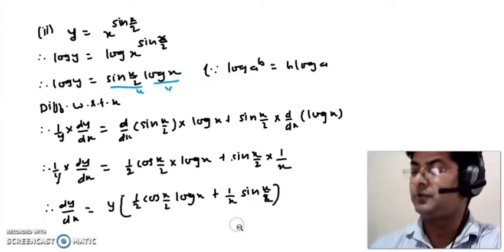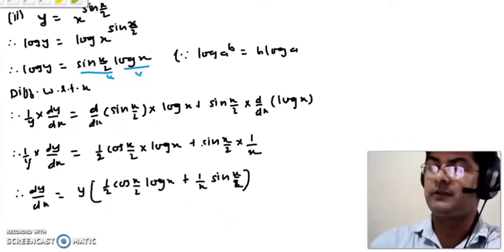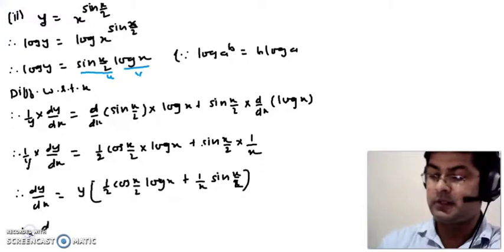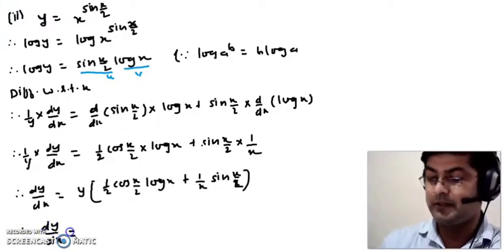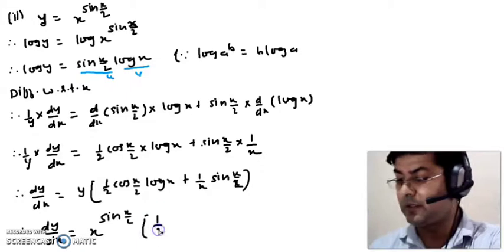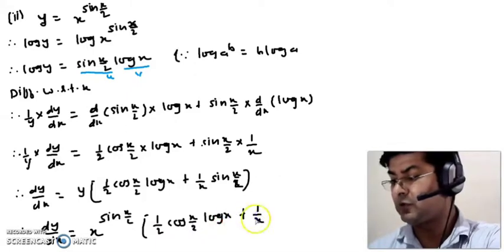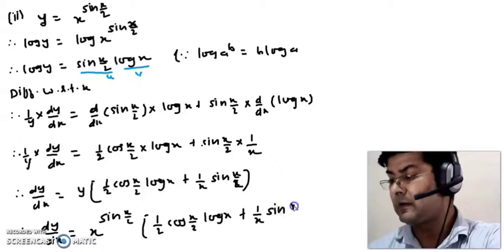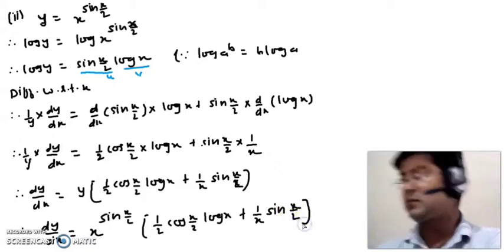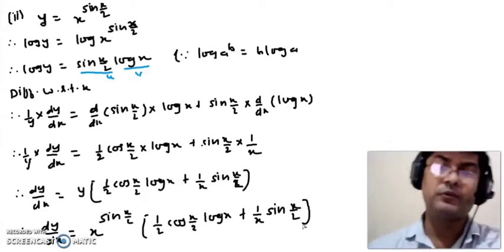Finally, we can substitute the value of y and write down the final answer. Therefore dy by dx is equal to x raised to sin(x/2) into bracket 1 by 2 cos(x/2) log x plus 1 upon x sin(x/2). Okay, so this is the answer to the second part of question number 4.